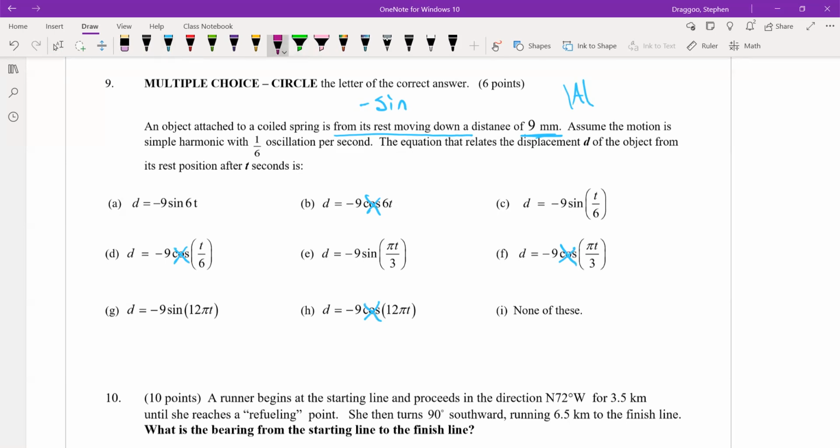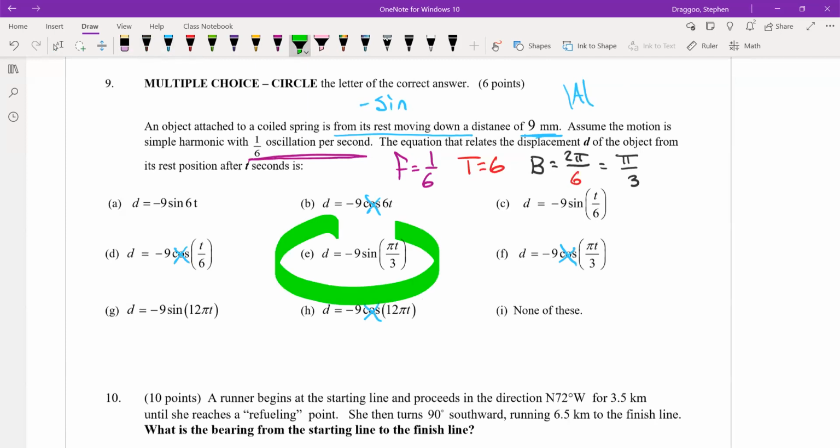So I need to figure out the part that goes on the inside. And that's where I'm going to want to use this sixth of an oscillation per second part. That is telling me that the frequency is 1/6. Right, so if it's oscillations per second, I know that that is a frequency unit. So the frequency is 1/6. If the frequency is 1/6, then the period is 6. And finally, that means that B, which is 2 pi over 6, or 2 pi over the period, ought to be pi over 3. So option E is the one that has pi over 3 on the inside. I'd go with that one.